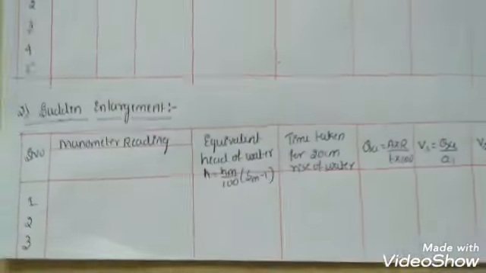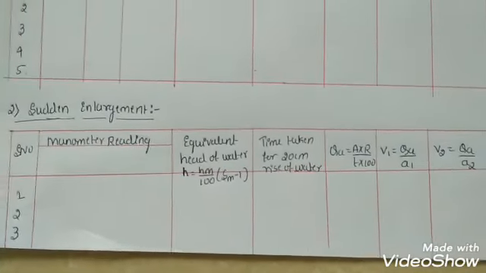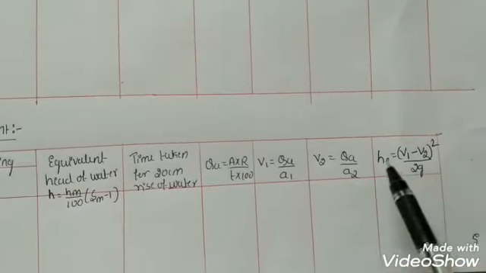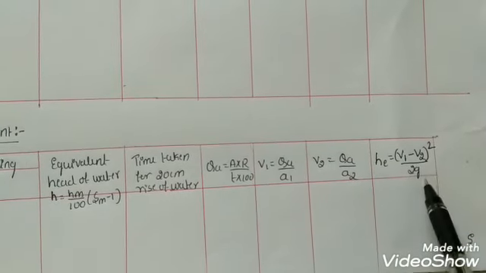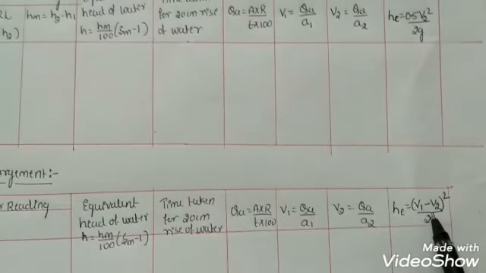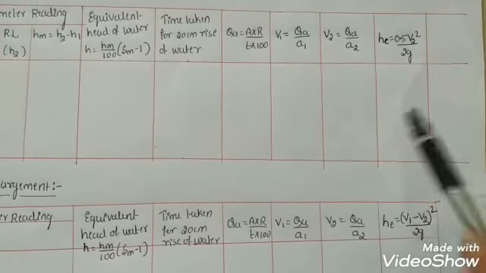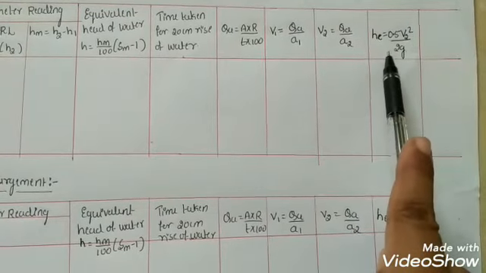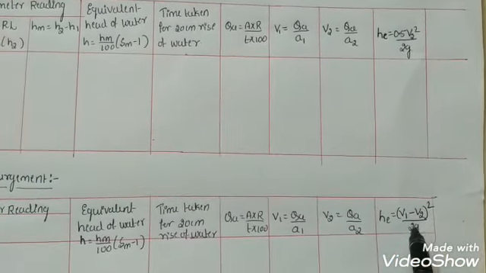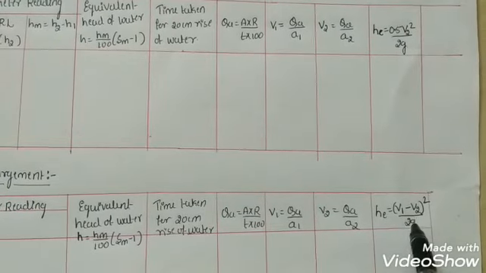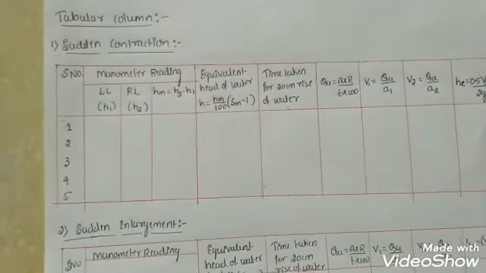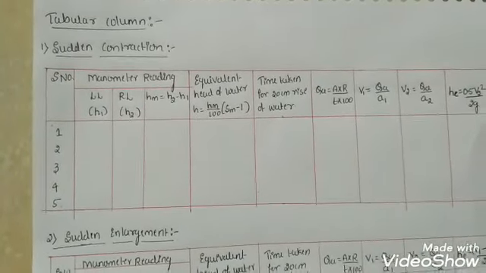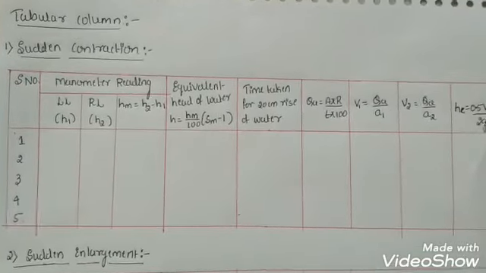You just observe here. We can use it for the sudden enlargement. The only difference is the formula. For the sudden enlargement, we will consider the formula (V1 minus V2) whole square divided by 2G. The entire tabular column is the same, but the only difference is that for the sudden contraction, this is the formula, and for the sudden enlargement, (V1 minus V2) whole square divided by 2G. So this is the tabular column we have used to find out the head loss because of the sudden enlargement and the sudden contraction of the pipe.